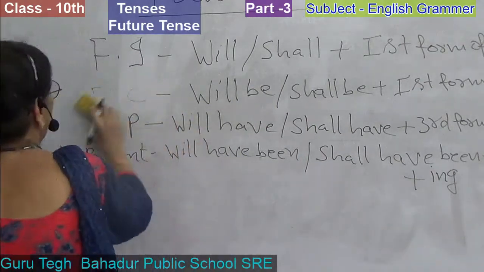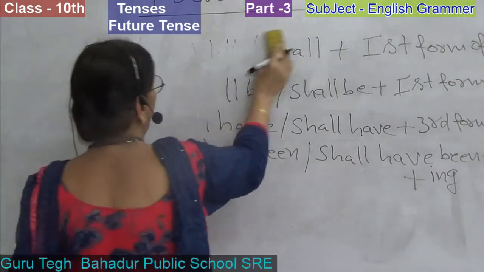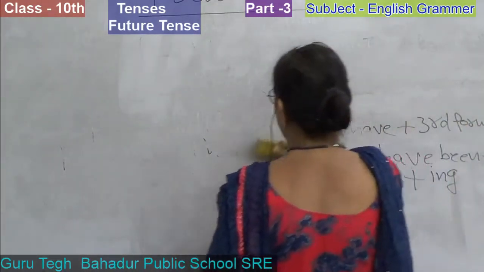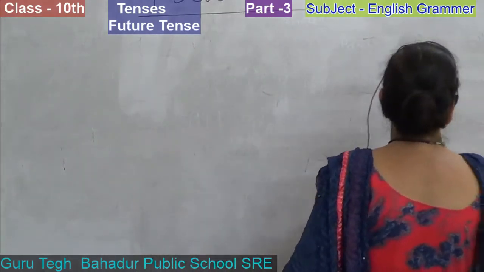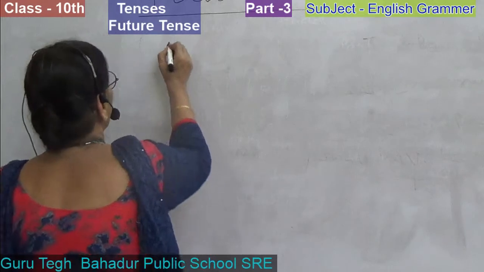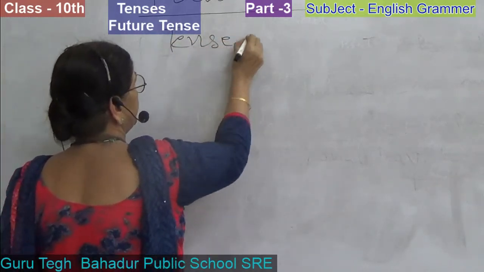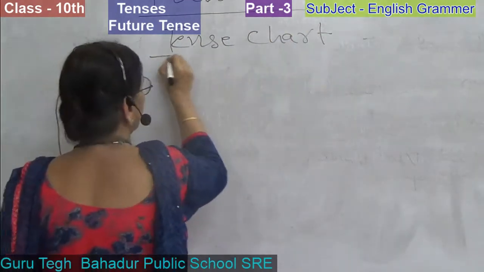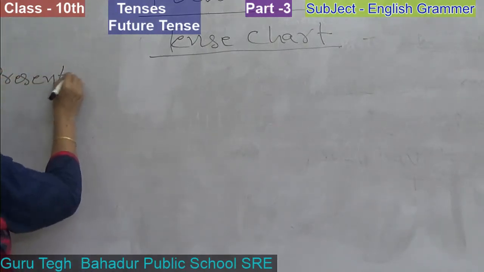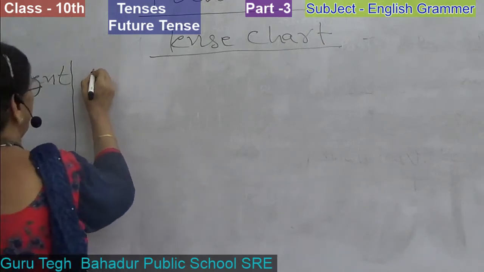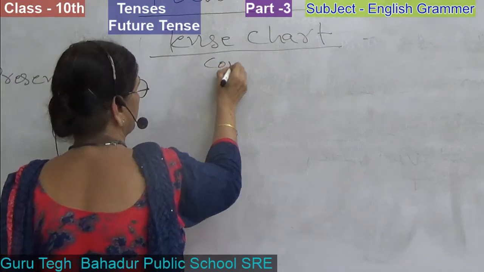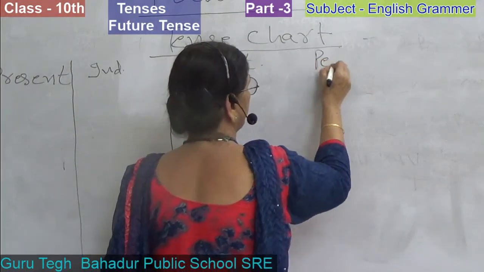Now I will give you a tense chart that you have to cram with understanding so that you may be vigilant about which helping verb and which form of verb you have to use in which tense. That is the tense chart, in a nutshell, I am giving you. Here we can take the present. Then here we can take simple present or indefinite. Then continuous. Then perfect.